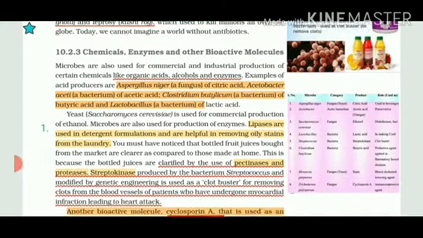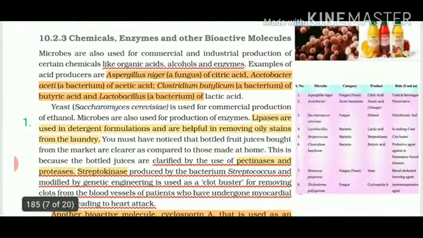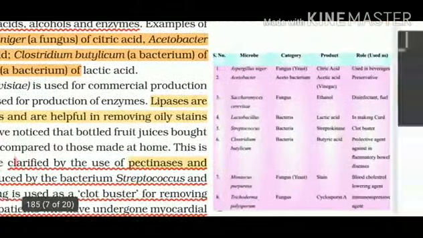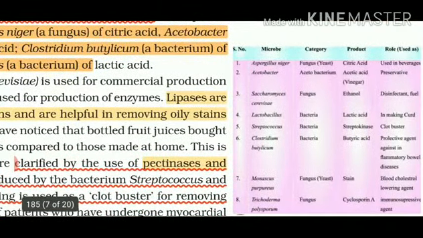Next is industrial products. How can various chemicals, enzymes and other bioactive molecules be produced? So you have to note this down; you can learn this only with the help of a chart. So here I am with a chart. This can help you in learning.